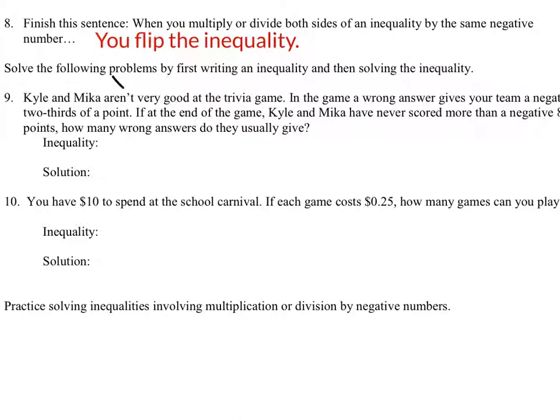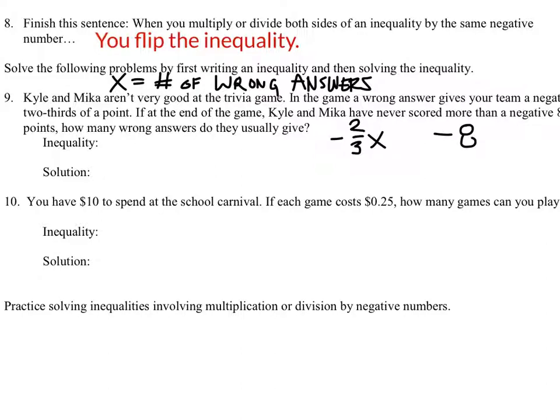Well, on this one, we should define our x variable. So we're going to say that x represents the number of wrong answers. Well, then we can make the inequality. We can see that for every wrong answer, how much is it worth? Negative 2/3 points, right? Now, we're comparing this to negative 8 total points.